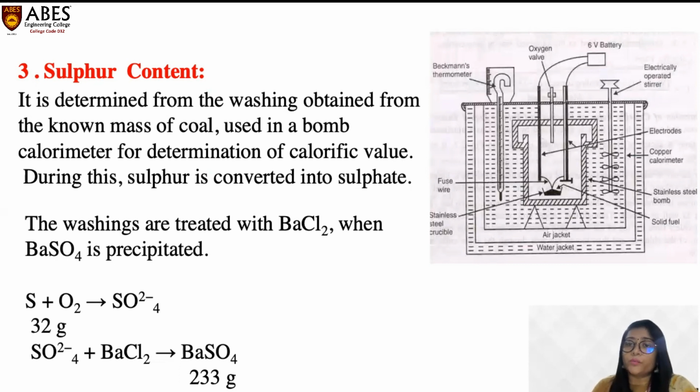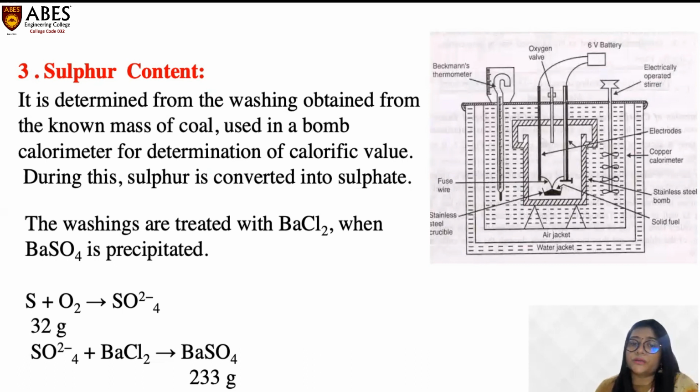So we'll open the apparatus, take out this water, the washing of the bomb calorimeter, and add barium chloride into it. Why are we using barium chloride? Because barium, when it reacts with sulfate, forms a very solid white precipitate that cannot be dissolved even in acid, an insoluble precipitate. We know that our washing contains sulfate, so we will add barium chloride, which will form barium sulfate by an ion exchange reaction, a substitution reaction, and BaSO4 will be formed. All the BaSO4 will have the entire sulfur present in the coal.